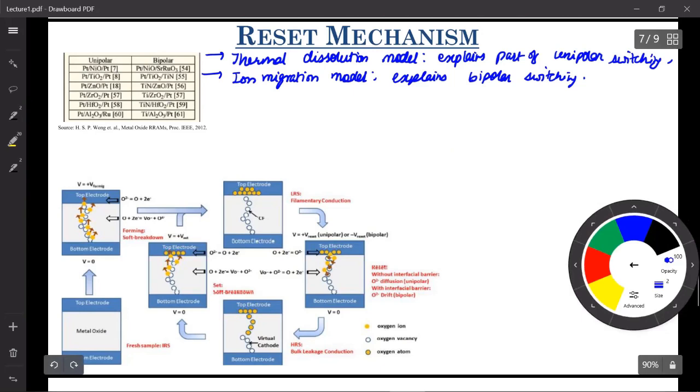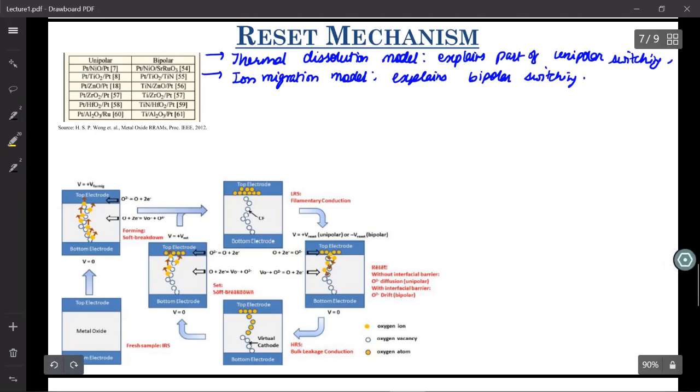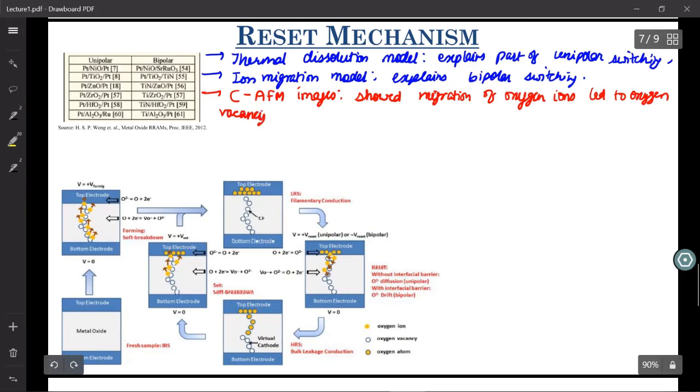So what led to the development of that model was experimental observations. The first experimental observation was, as I already discussed, that the CAFM images showed migration of oxygen vacancies, oxygen ions, which led to an oxygen vacancy based conduction filament, right? And they were able to image this conduction filament in bipolar RRAM devices.